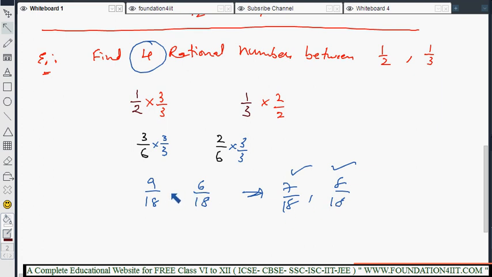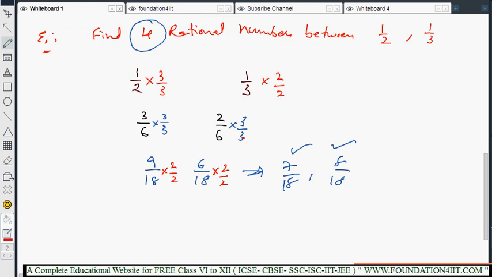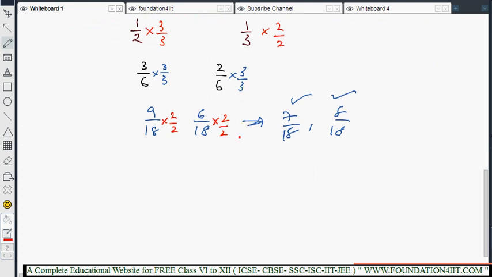So we need to increase the denominator some more. Multiply again by 2 by 2 on both, because the same number should multiply. Then the denominator will stay the same and the numerator will change. That is 9 times 2 is 18 by 36, and 6 times 2 is 12 by 36.